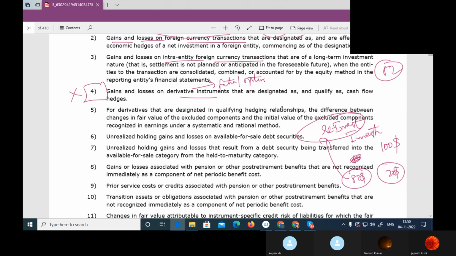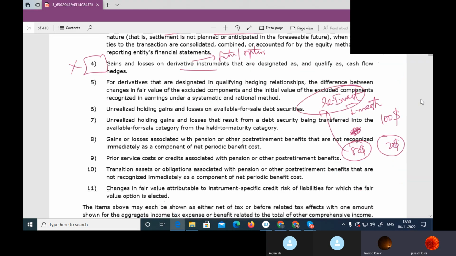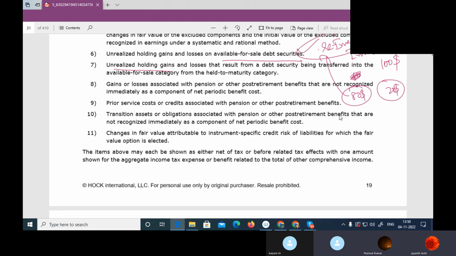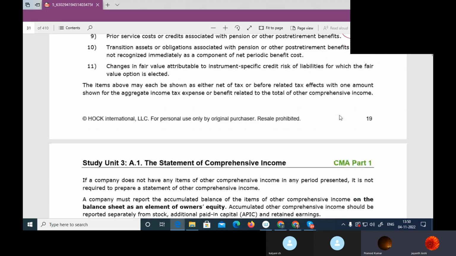Correct? Now, unrealized holding gains and losses on available for sale debt securities. Yesterday, I explained to you about any unrealized gains, holding gains, whatever it is. Put it into this account. Fine? Understood? Wherever you go, they'll be speaking the same language.